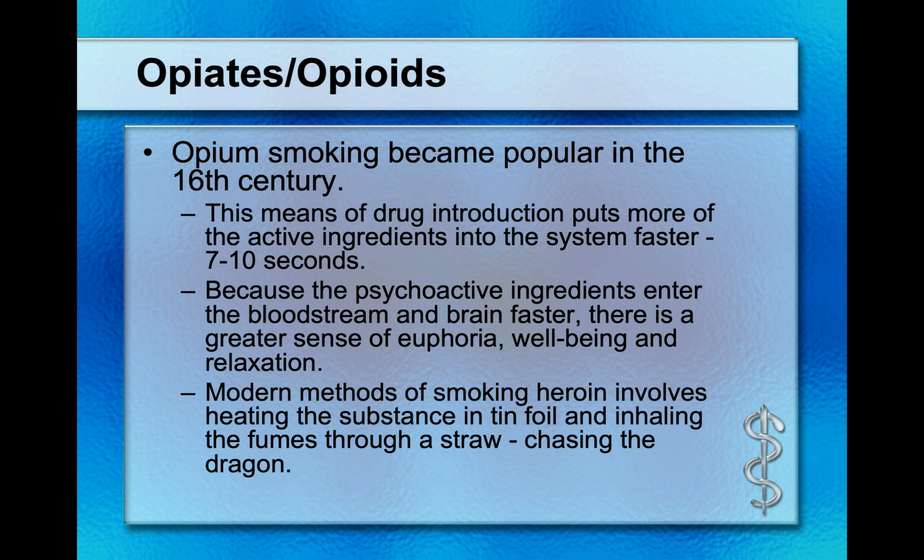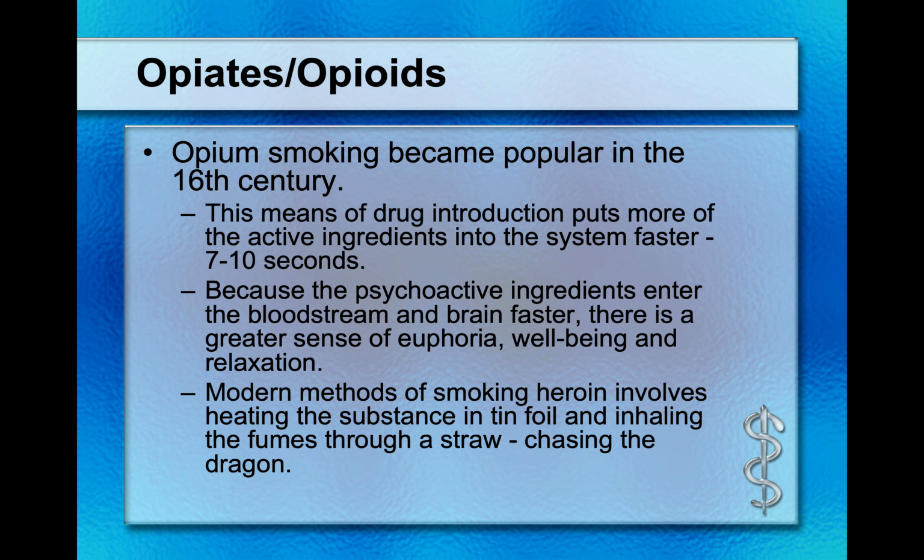Opium smoking became popular in the 16th century. This means of drug introduction puts more of the active ingredient into the system faster. It takes only about 7 to 10 seconds. Because the psychoactive ingredients enter the bloodstream and brain faster, there is a greater sense of euphoria, well-being, and relaxation. Modern methods of smoking heroin involve heating the substance in tinfoil and inhaling the fumes through a straw, and this is known as chasing the dragon.